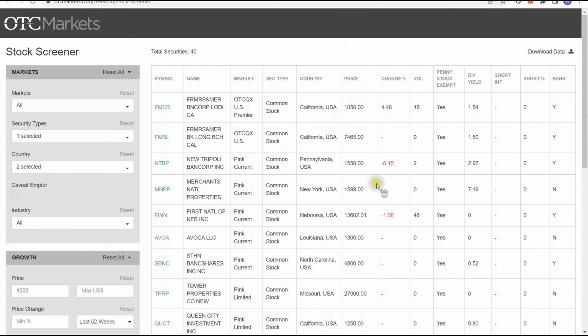So anyways, that's basically an overview of the OTC market stock screener. This is a really great stock screener if you're looking to invest and do some more research in microcaps and OTC traded companies.